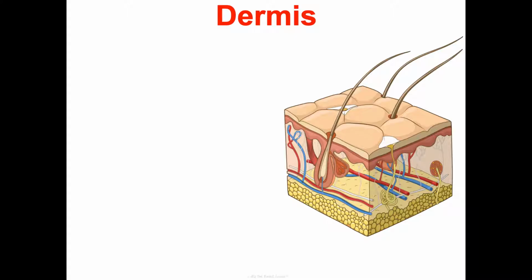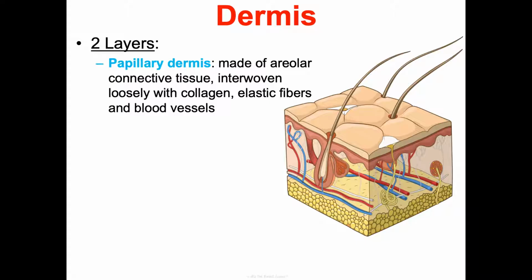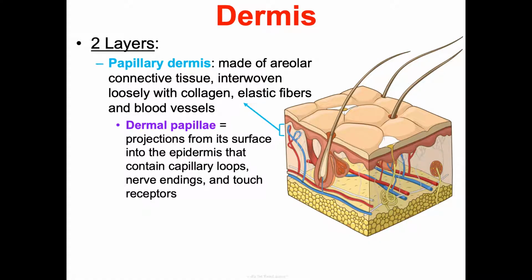Okay, that's the epidermis. Let's talk more about the dermis. It's a little bit simpler. It basically has two layers. One of those is the papillary dermis. This is made of areolar connective tissue, which is interwoven loosely with collagen, elastic fibers, and then, of course, blood vessels. And one of the important features of this is something called the dermal papillae. These are projections from its surface, which aren't pictured very well in this at all, that kind of go into the epidermis.